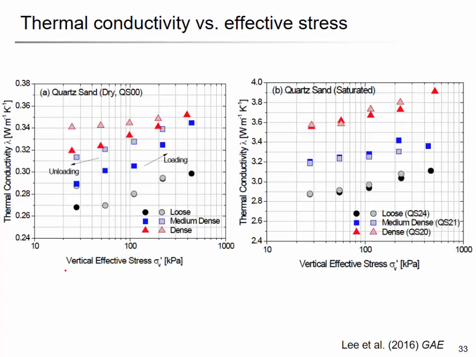So as you increase the effective stress, what happens in the grain contact? They get a larger area for the grain contact, right? So that they can conduct the heat more readily. And so that's why you see the increase in thermal conductivity. And what happens in the saturated soil? You can see the value here is totally different. It's more than 2.8 watts per meter Kelvin. Here, 0.28, right? So the ranges are different because of the water. And also you can see some increase in thermal conductivity with the increasing effective stress.